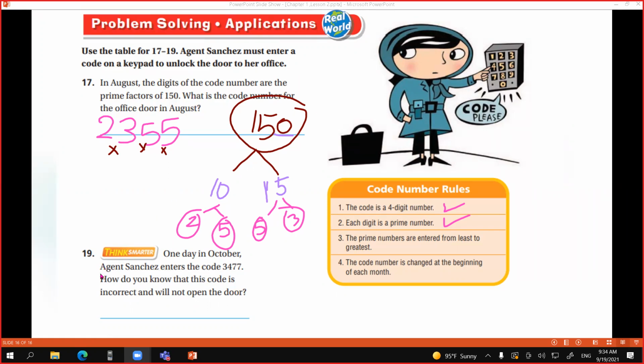Now, number 19 here. One day in October, agent Sanchez enters the code 3477. How do you know if this code is incorrect and will not open the door? They tell me that this code is not correct. Why?